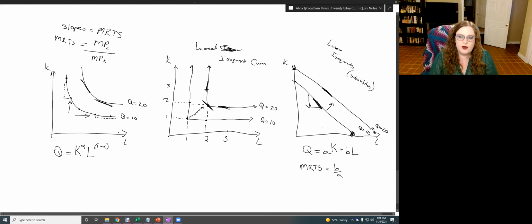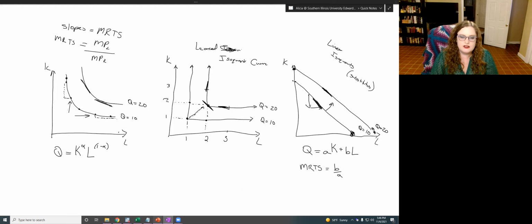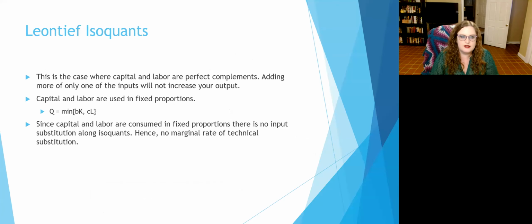All right, so we have the linear case. Let's talk about the Leontief case that I mentioned. This is the one where the amount that you can produce is going to be dependent on whatever the thing that you have the least amount of is. Right? So this is the case for capital and labor. They might be perfect complements. You have to use them in tandem, 1 to 1 or 1 to 2 or whatever else the ratio is, but there is some set ratio you have to keep.